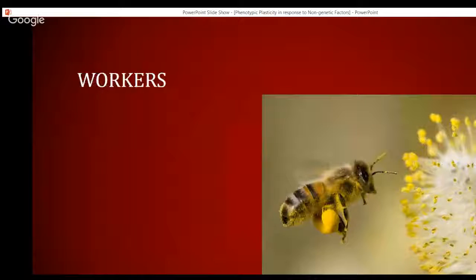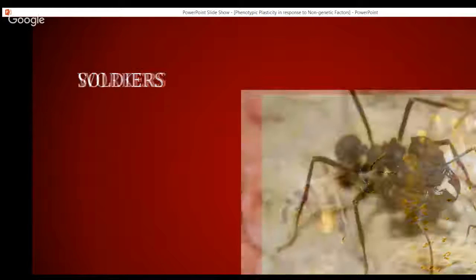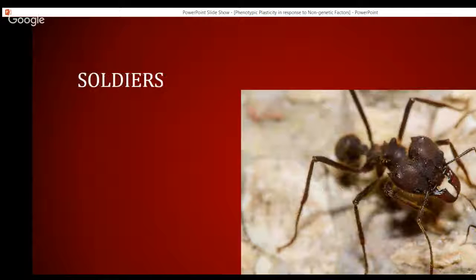Next, we have workers. This species is probably familiar to you. It's a honeybee. The workers are responsible for gathering resources for the hive and caring for the young. Soldiers are responsible for guarding the colony, whether it's at the actual colony site or when they're foraging looking for resources, they're going to protect the other members of the colony.